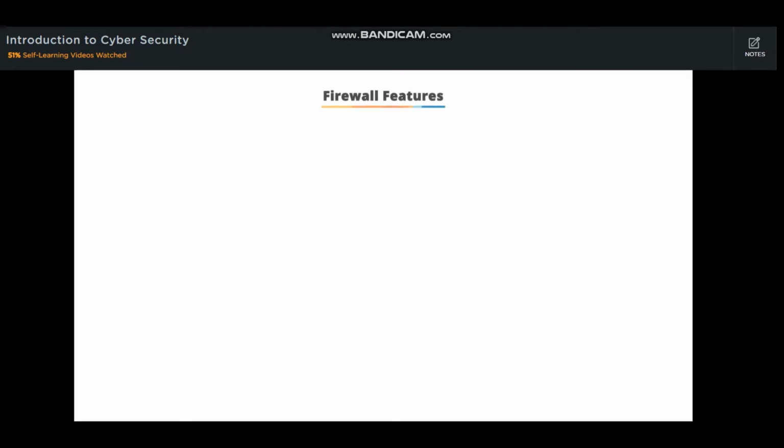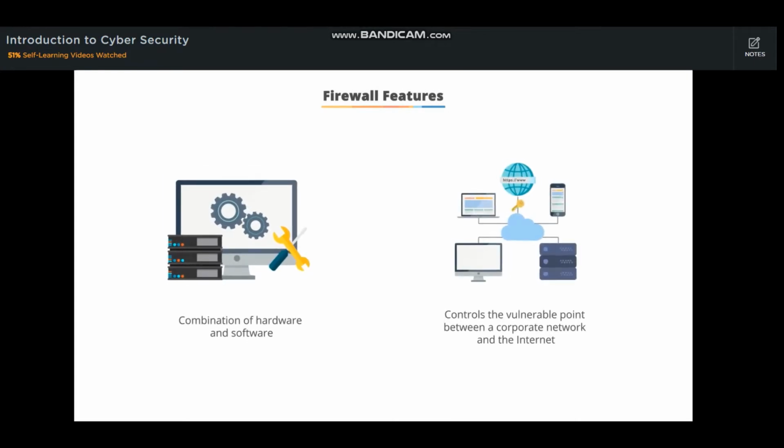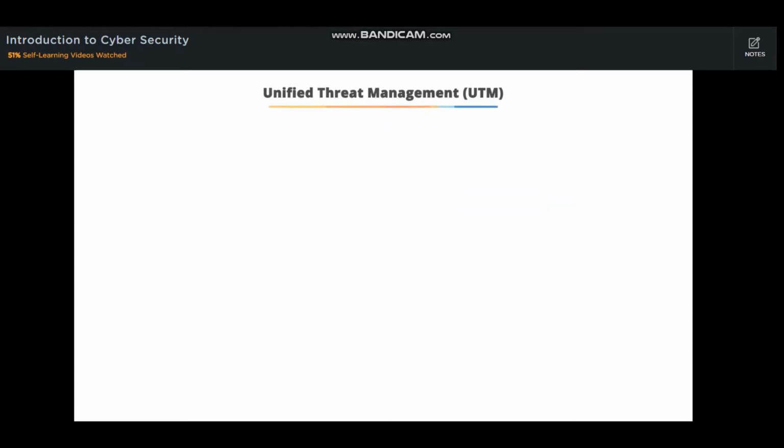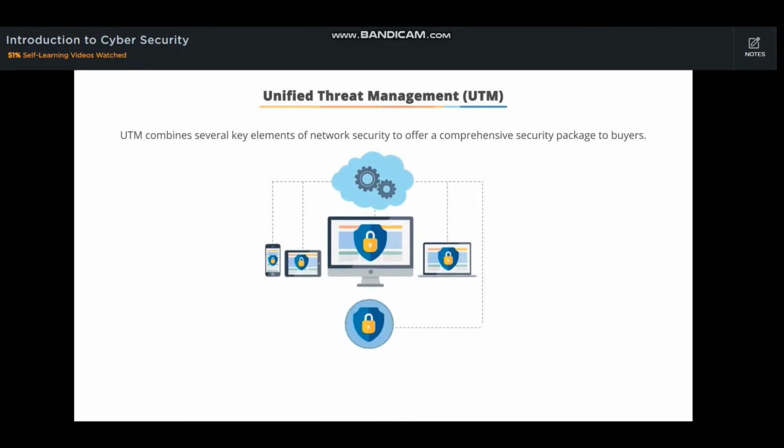General firewall features, combination of hardware and software, should control the most vulnerable point between a corporate network and the internet. Unified threat management refers to a specific kind of IT product that combines several key elements of network security to offer a comprehensive security package to buyers. Unified threat management is a jack of all trades.